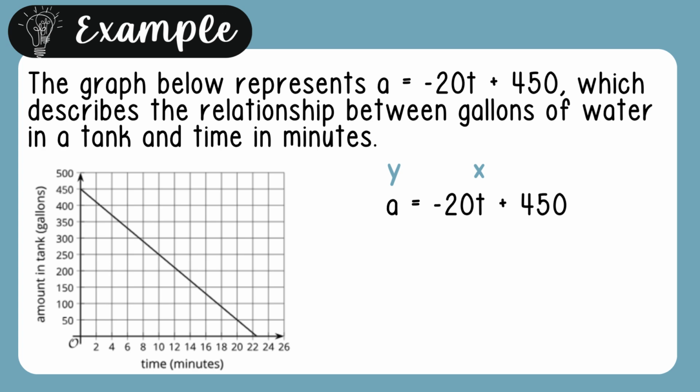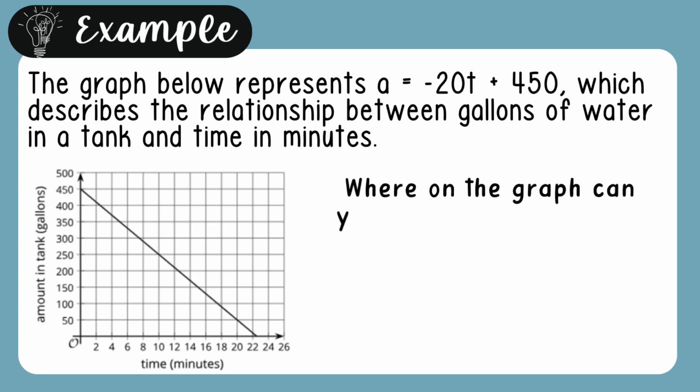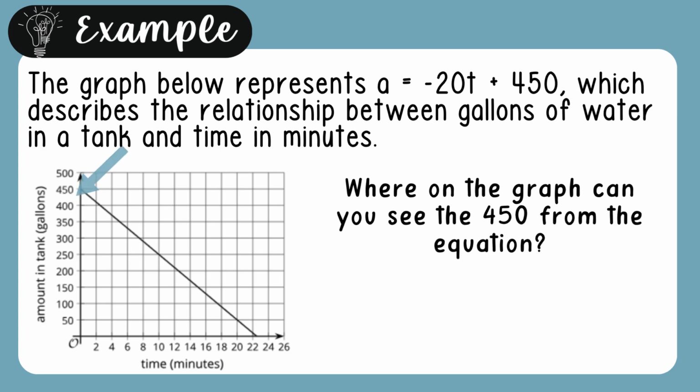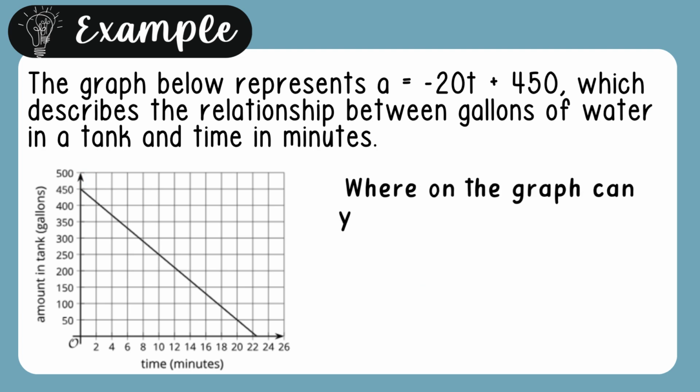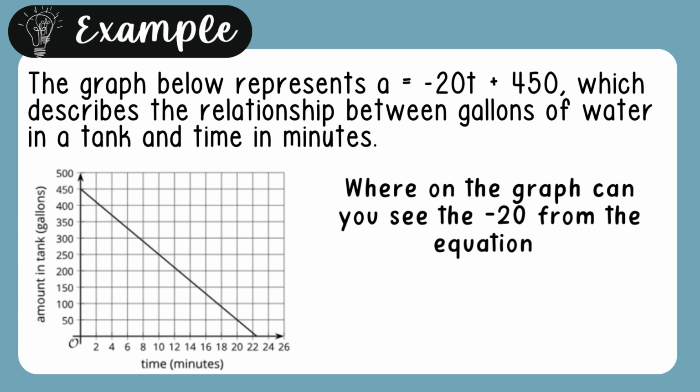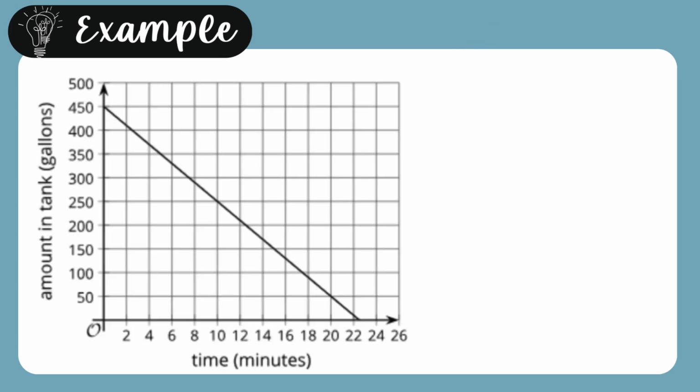So we can still assume that the negative 20 will be the slope and 450 will be the y-intercept. So where on the graph can you see the 450 from the equation? If we look at our graph, we can see 450 on the y-intercept, and that's where it starts. So we can say that 450 is the y-intercept looking at this graph. Where on the graph can we see the negative 20 from the equation? Negative 20 is in front of the variable, so it should represent our slope. Let's confirm that negative 20 is shown as the slope on this graph.